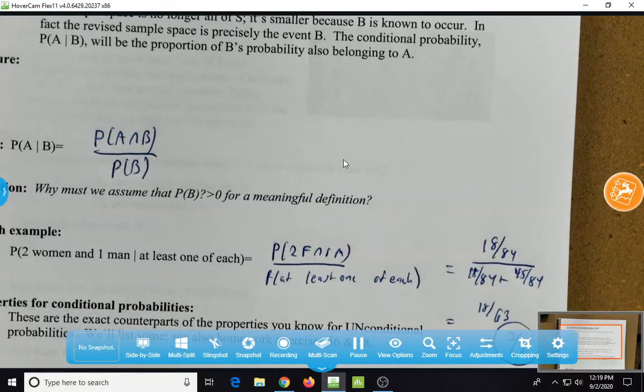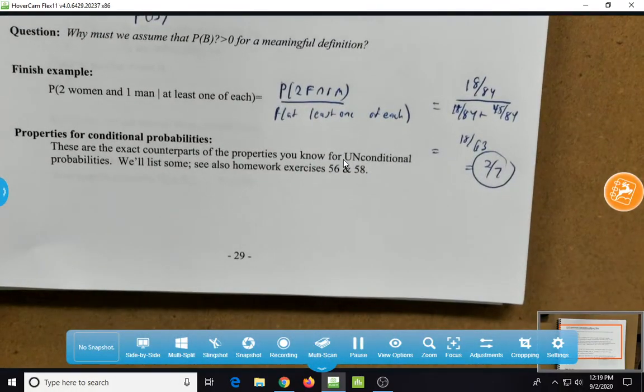So given an additional bit of information, our probability has changed.